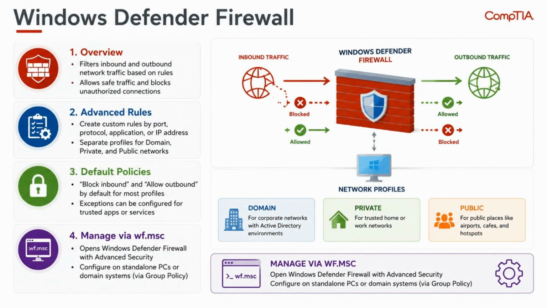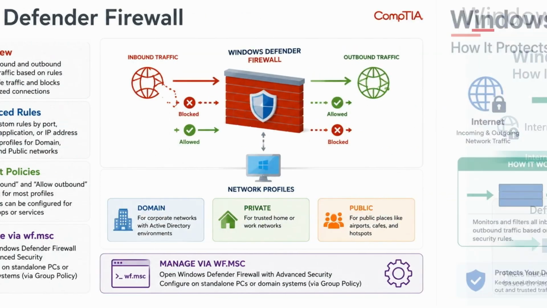Windows Defender Firewall filters inbound and outbound network traffic based on rules, allowing safe traffic and blocking unauthorized connections. Advanced rules let you create custom rules by port, protocol, application, or IP address, with separate profiles for domain, private, and public networks. The default policies block inbound and allow outbound traffic for most profiles, with exceptions configurable for trusted apps or services. Manage it all through wf.msc, Windows Defender Firewall with advanced security, whether on standalone PCs or domain systems via group policy.